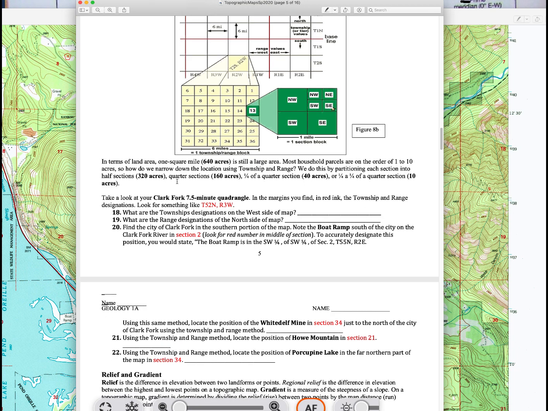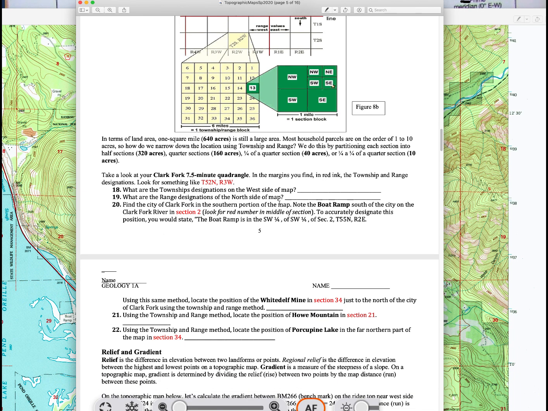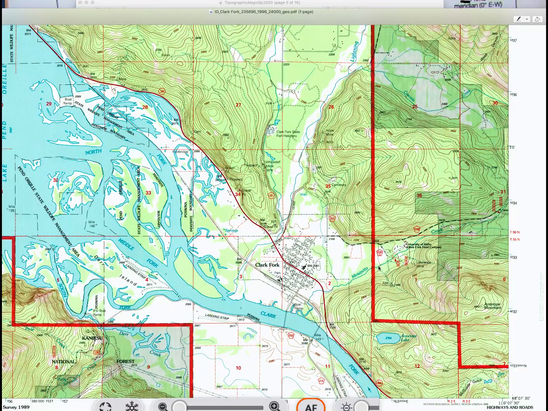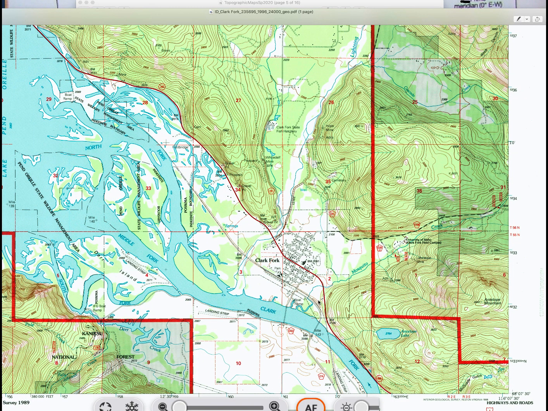So now you can go back to your map. We're looking at the Clark Fork, and try to find the township designations on the west side of the map, and also the range designations on the north side of the map. So look for those, and I showed you those already. And then in this case, you want to navigate in your Clark Fork Quadrangle to find this boat ramp, which is in section 2. This boat ramp is in the southwest quarter of the southwest quarter of section 2. So there's our boat ramp down here. If I divide section 2 into quarters, it's in the southwest quarter, and it's also the southwest quarter of the southwest quarter. So that's how I can find that boat ramp.